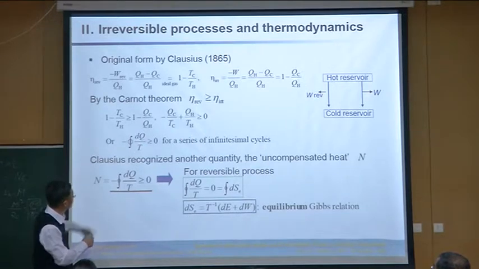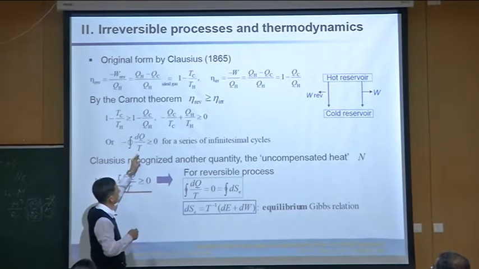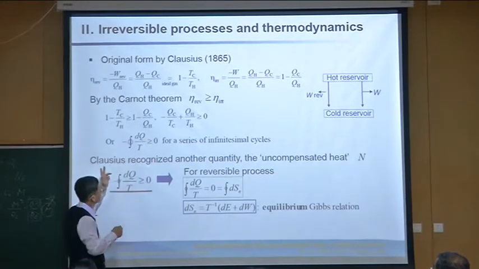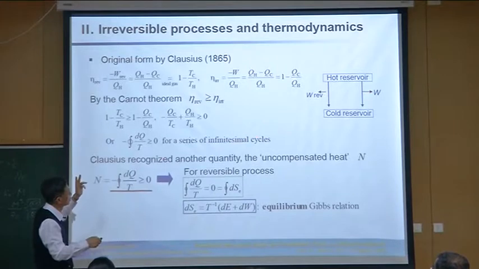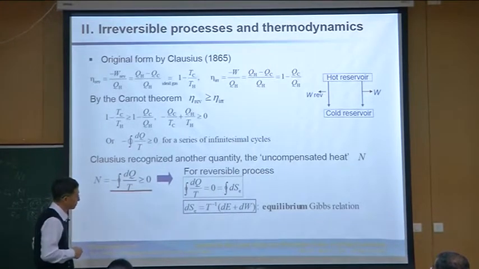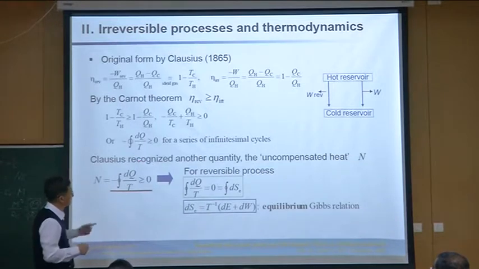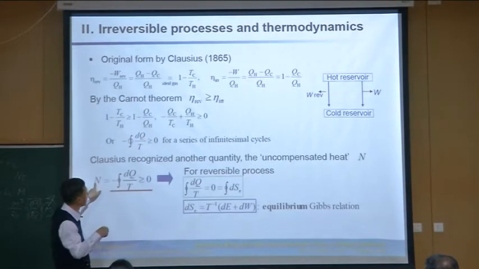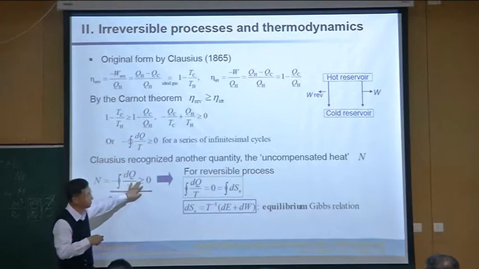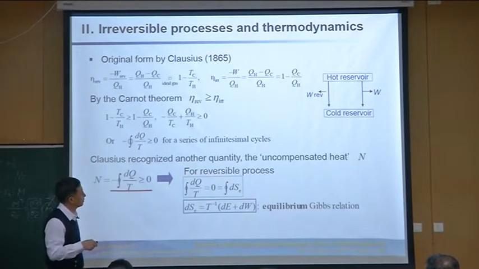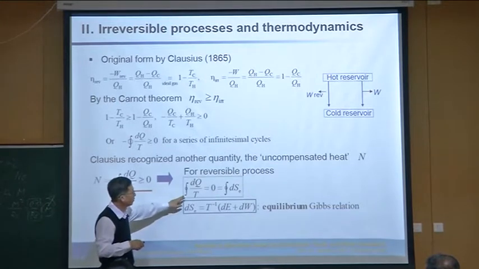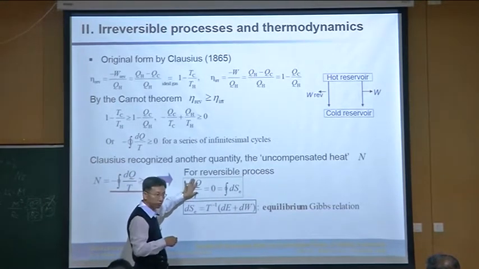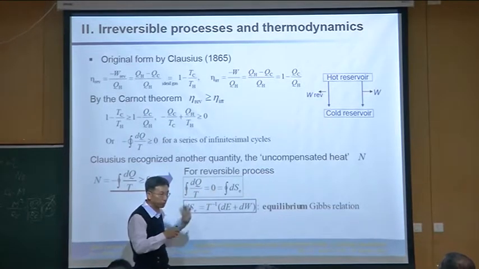Based on what we have seen in the previous slide, this is greater than 0. So this is for a series of infinitesimal cycles. We have these mathematical equations, the Clausius. But in that case, Clausius also recognized another quantity, the uncompensated N, which is defined by this one itself. I mean, this one is N, and therefore it's always positive. And for the reversible process, this is 0. So that's why the exact integral of the heat integral must be 0, because everything is conserved.